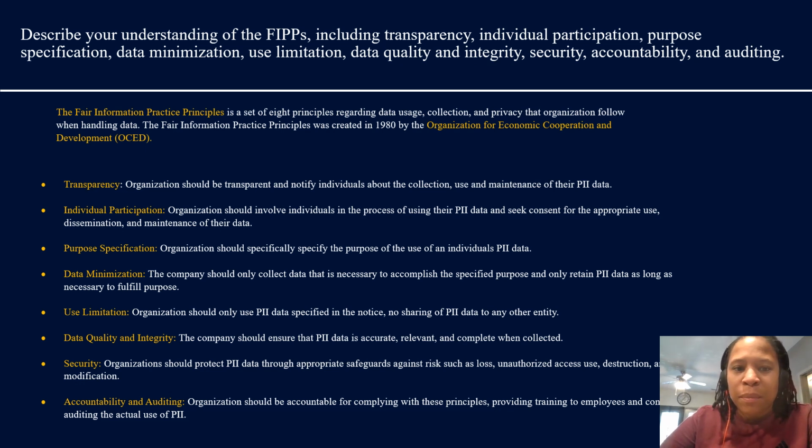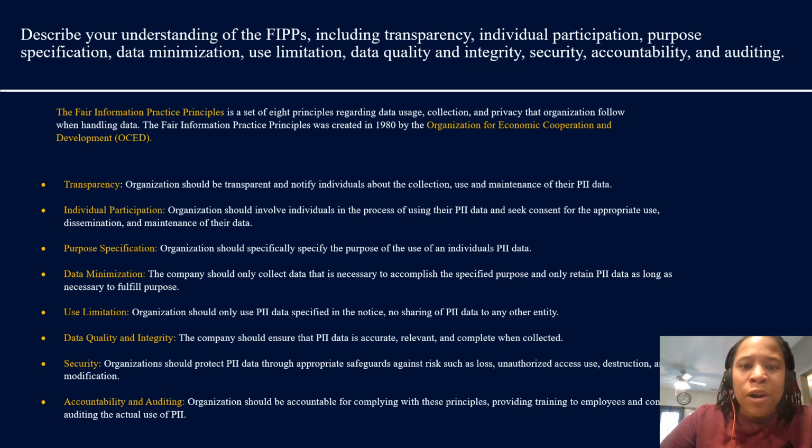of their data. The second principle of the FIPPS is individual participation, which specifies that individuals should be involved in the process of using their data, and organizations should seek consent prior to use. The third principle, purpose specification, ensures that organizations are specific in their purpose of using someone's data.